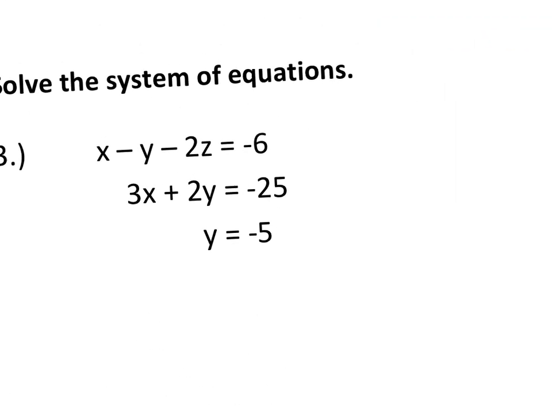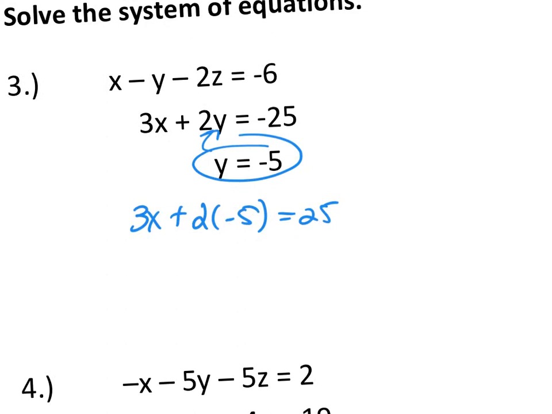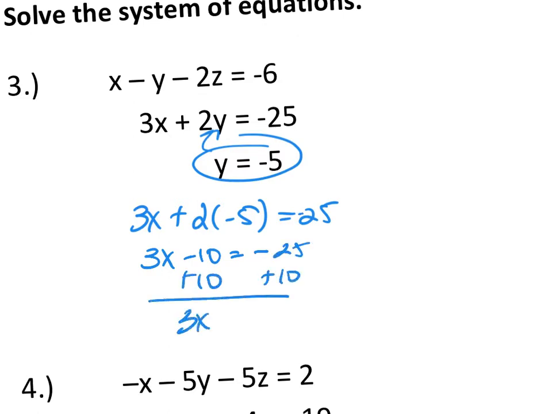Keep it like that. I'm just going to keep it just like this. So we're going to take y. Back substitution. Take what they give you and just go backwards. So take the y. I'm going to plug in right there, right? So 3x plus 2 times negative 5 equals negative 25. 3x minus 10 equals negative 25. Add 10 to both sides. 3x equals negative 15. So x equals negative 5.